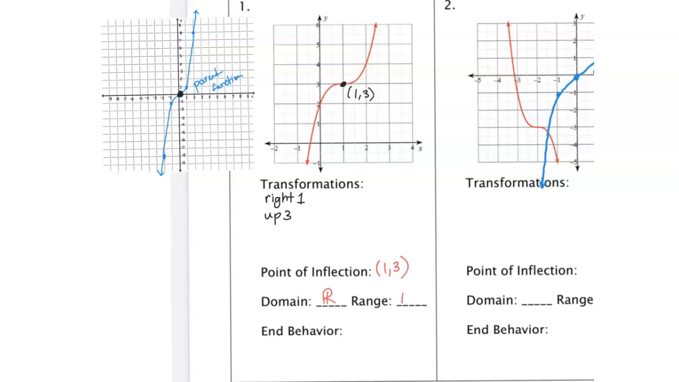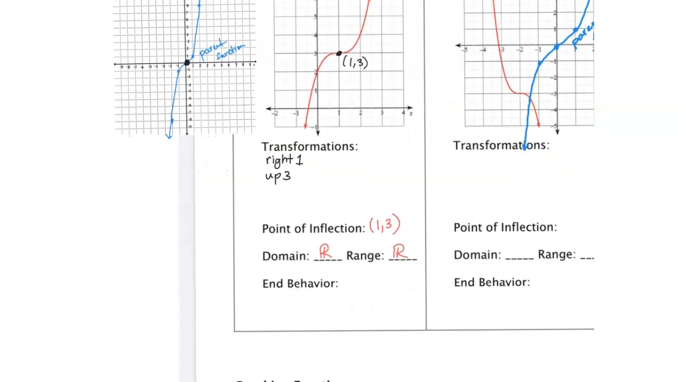Domain, all real numbers. Range, all real numbers for these cubics. For our end behavior, as x is going towards the left, our graph is going down towards negative infinity. So as we go traveling left, we're going down. And as we are traveling towards the right, our y values are going to end up going upwards. So therefore, we're going to end in positive infinity.